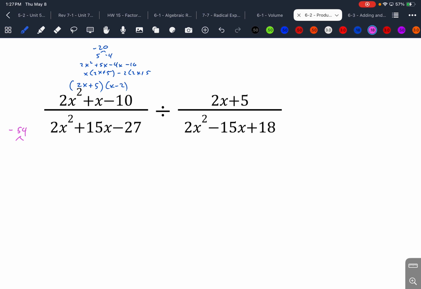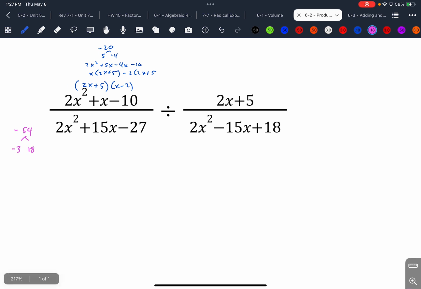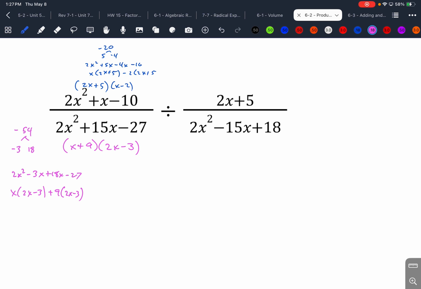-4 that add to 15 is, well, that would be 6 and 9, but it's supposed to be negative. -3 and 18, which is... what'd you get for this one, River? 2x minus 3 times x minus 6. Okay, I buy that.